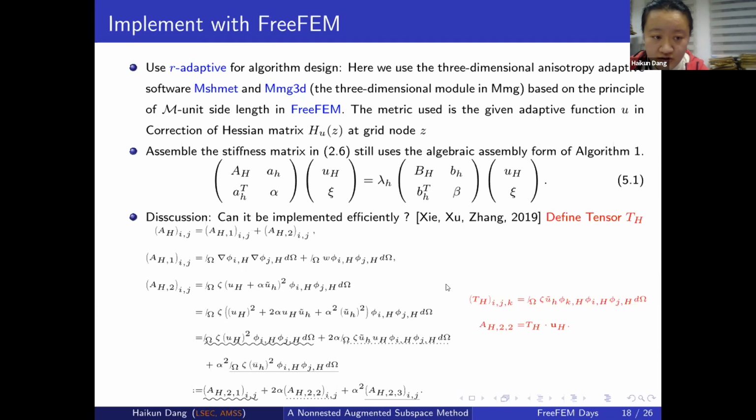Because the matrix A capital H can be divided into some terms, A_H1 and A_H23 will not change during the nonlinear iteration process, and A_H22 can be computed as the multiplication of the tensor T_H and the vector u_H. If you want to learn the details, you can read this paper. It was proposed by my supervisor, Professor Xie, in 2019.